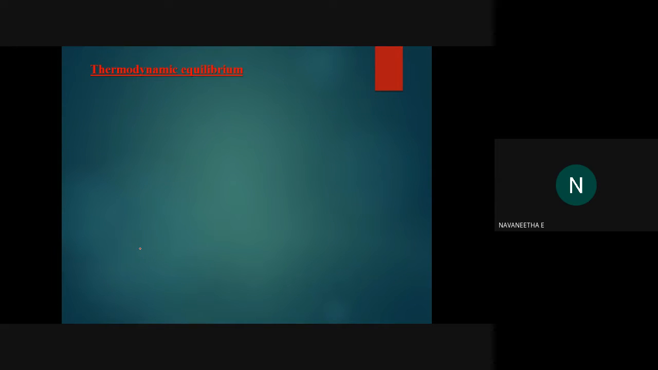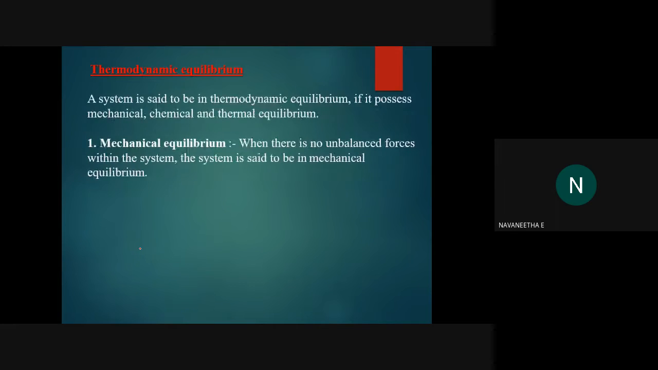There are different types of equilibrium conditions: mechanical equilibrium, thermal equilibrium, chemical equilibrium. A system is said to be in thermodynamic equilibrium if it possesses mechanical, chemical, and thermal equilibrium. If we say a system is in thermodynamic equilibrium, it should satisfy mechanical, chemical, and thermal equilibrium. When all three equilibrium conditions are satisfied, we can call that system in thermodynamic equilibrium.